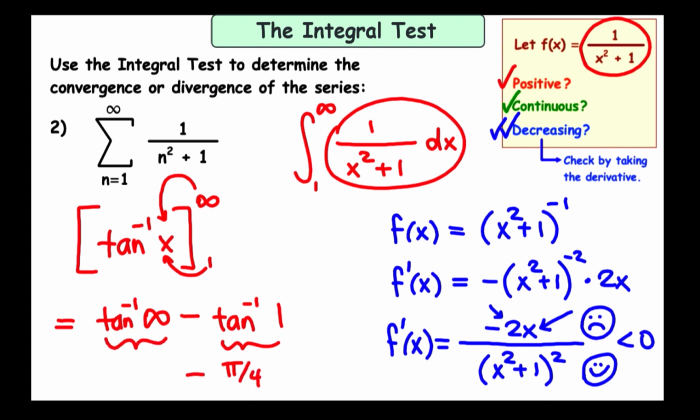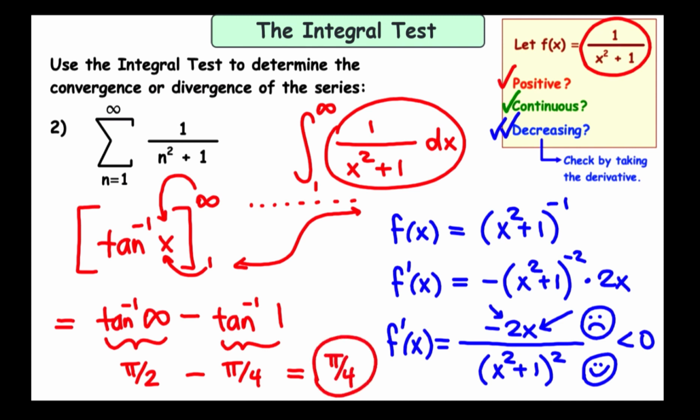Arctan of infinity? No, not uh-oh. How about pi over 2? Remember we saw that recently? The arctan graph looks like this. Pi over 2 is the top asymptote. Pi over 2 minus pi over 4 is pi over 4, which means that this integral converges.